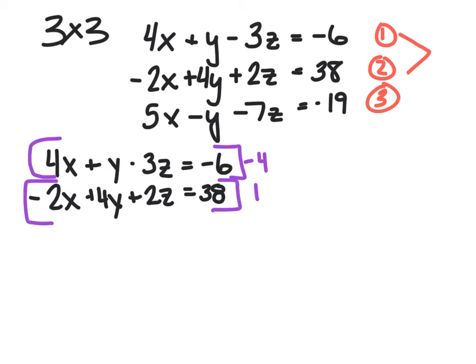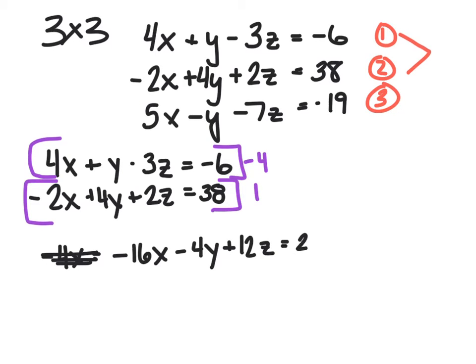So I'm just going to take my time. I'm going to get -4x. I already messed that up, so really take your time. -16x minus 4y plus 12z equals 24. On that bottom row, I'm just multiplying by 1, so it's going to remain the same.